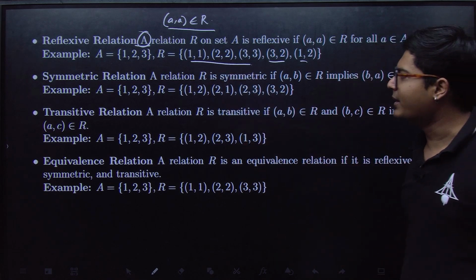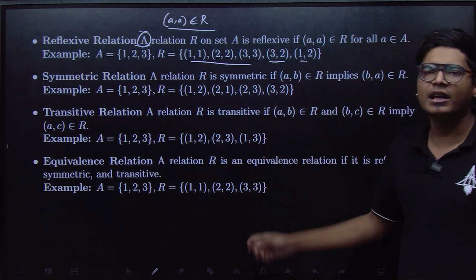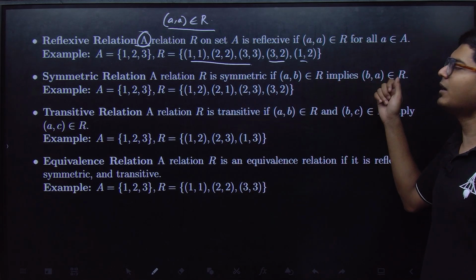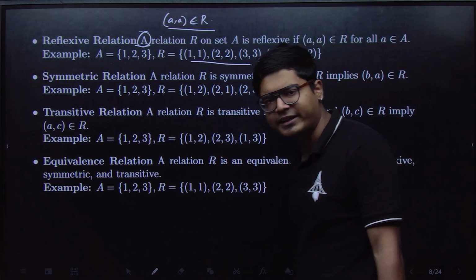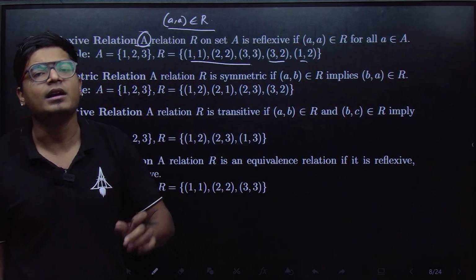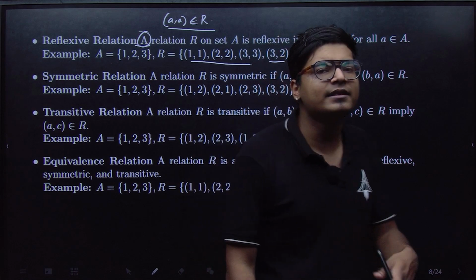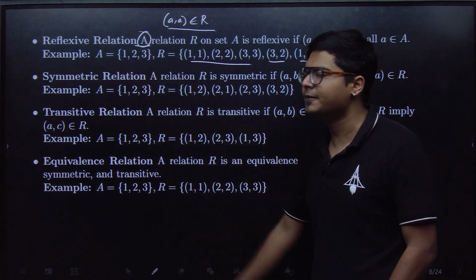The second kind is symmetric relation. What is it? If you have the pair (A, B) inside this relation, you also want the pair (B, A) to be present inside this relation, right? That's it. Look for every pair (A, B). If (B, A) is also present, then we'll say that it's a symmetric relation, right?